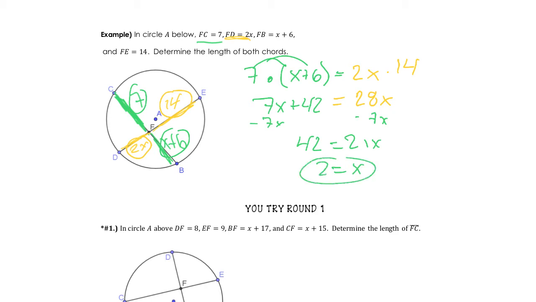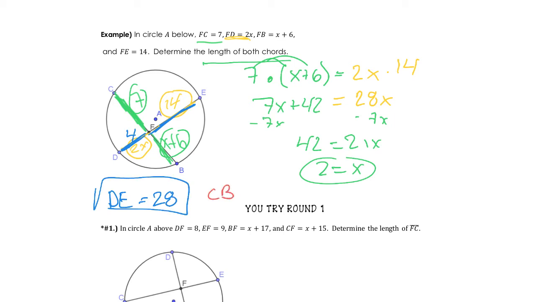So x is 2, but remember it said find the length of both chords. So the chords the whole way from D to E. Well, if x is 2, this one is 4. So 4 plus 14 is 28. Wait, so that chord is 28. The other chord, C to B. Okay, we got 7 and x plus 6. Well, x is 2, so this whole line is 8. 7 plus 8 is 15. Now remember, the chords aren't equal. The pieces multiplied are equal. So this is correct, 28 and 15 for those two chords.